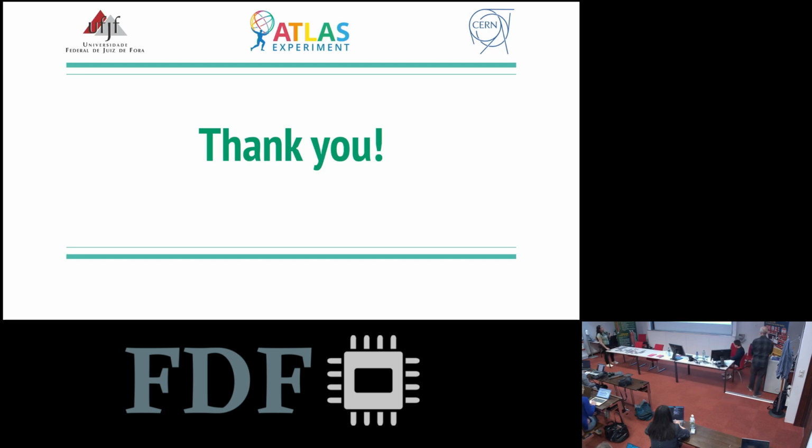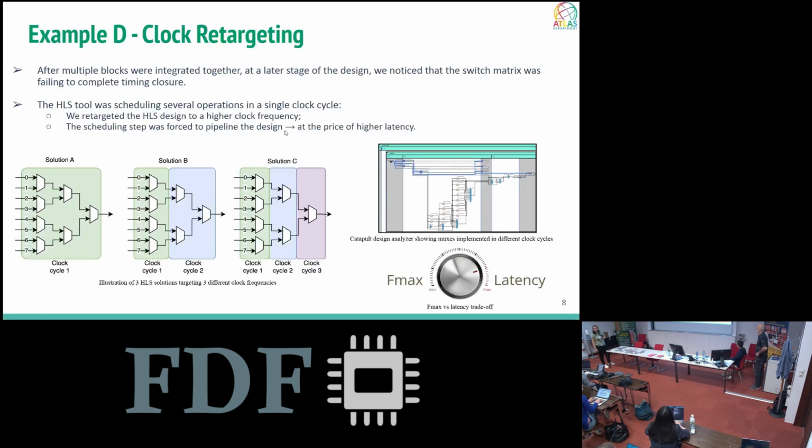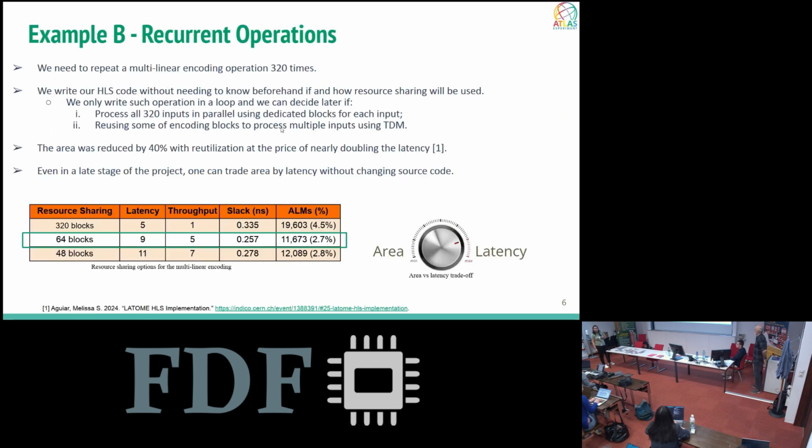On slide 6, you said something along the lines of, with just one click, we went from 320 blocks to 64 blocks. Yes. But I noticed that the throughput goes from 1 to 5, which means that the same block can't handle the next data for 5 clock cycles. Isn't that a problem? No, in our case, we could afford this. Yes, it was okay, but it's true, the throughput increases. Okay. Thank you.